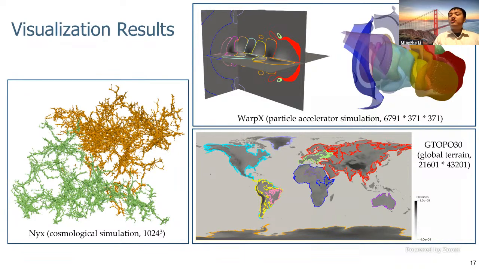The top right image shows the WarpX dataset from the particle accelerator simulation. The contours capture the positive and negative charge regions of the induced plasma wave shifting along the center x-axis. The bottom right is the GTOPO30 dataset describing the world elevation. The contours broadly depict the outlines of major continents and some large highlands. And on the left is the next dataset from the cosmological simulation. The contours highlight the filaments in the universe.